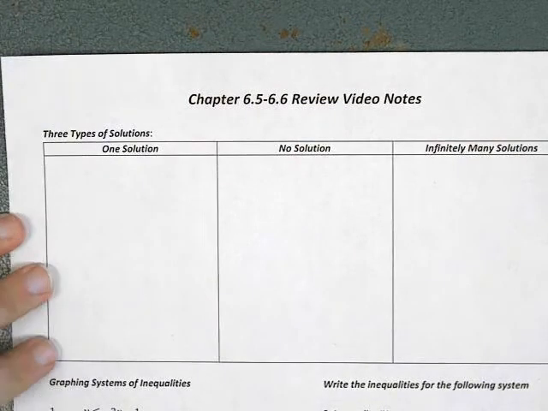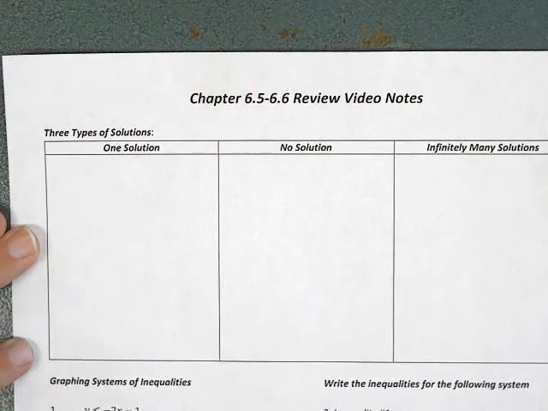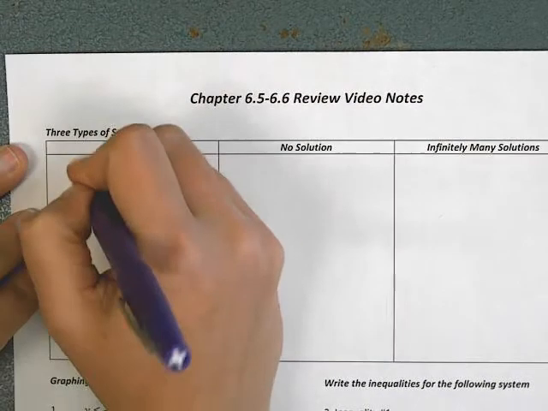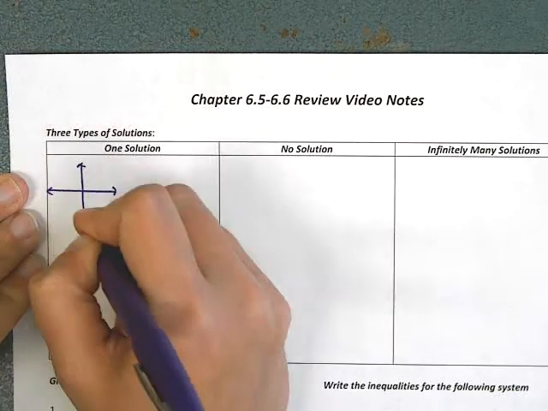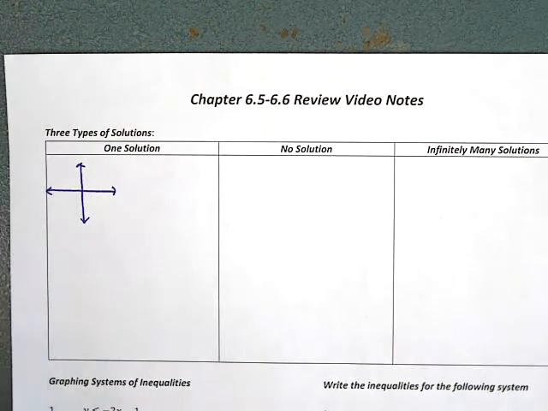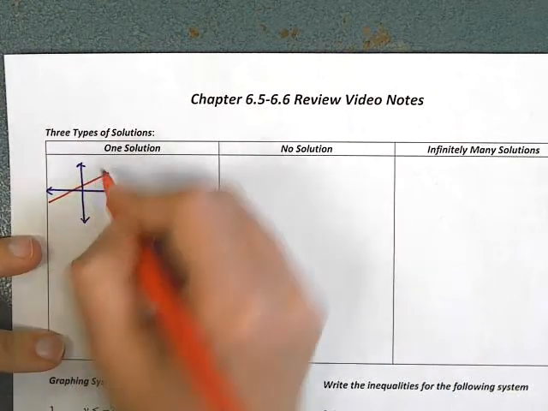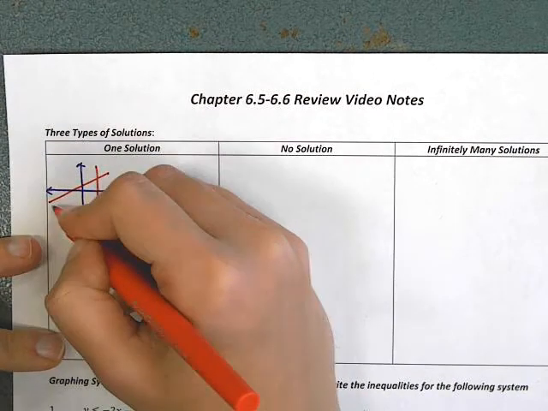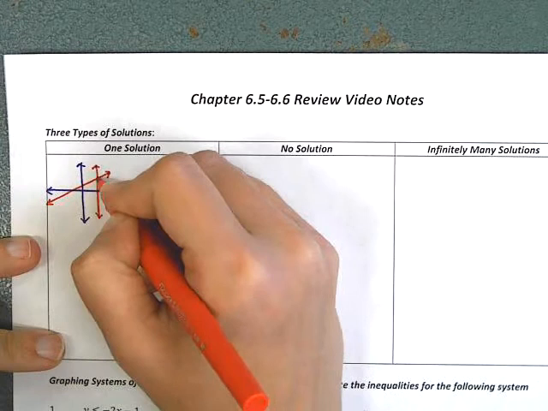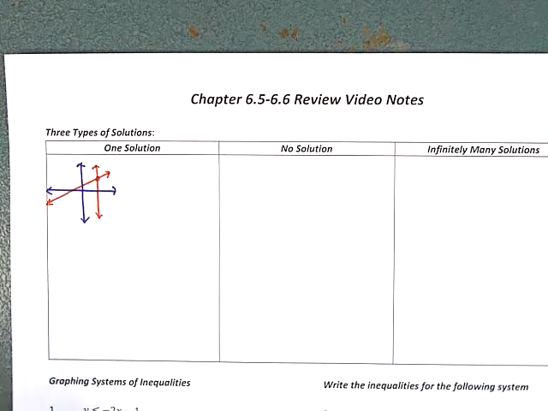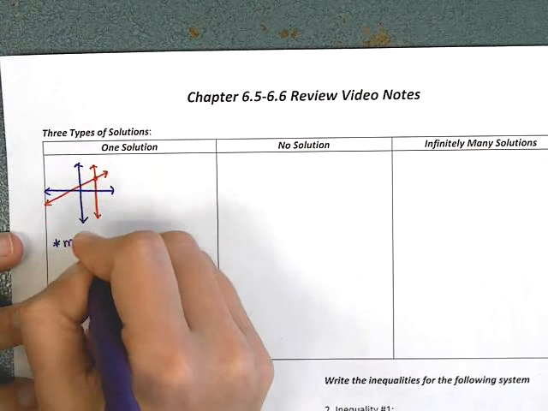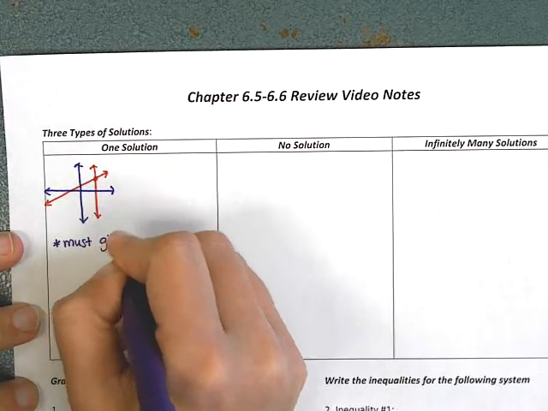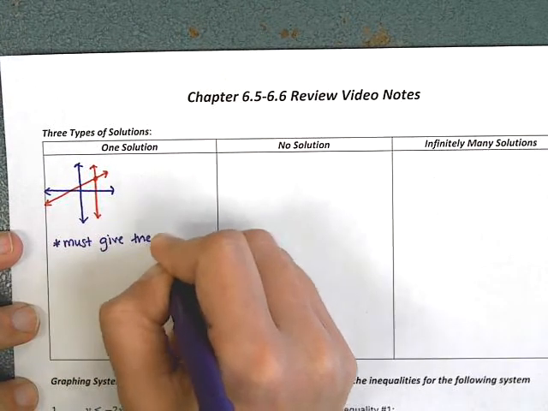The first option is that there could be one solution to a system of equations. When there's one solution and you're looking at a graph of a system of equations, you are going to see two lines that intersect somewhere on the graph. When you see that there's one solution, you must give the solution in your answer.